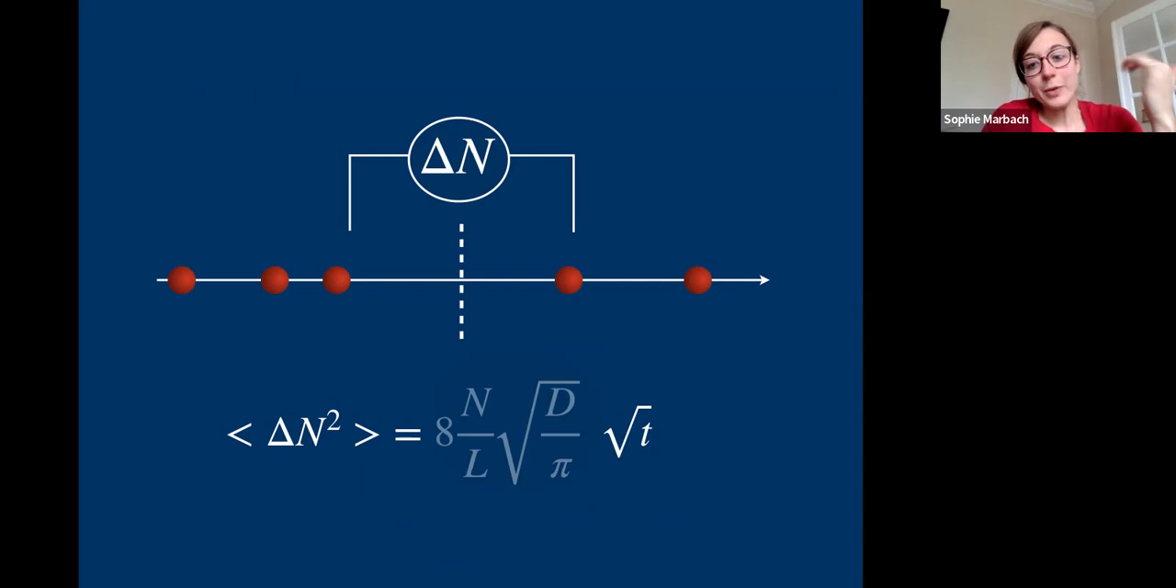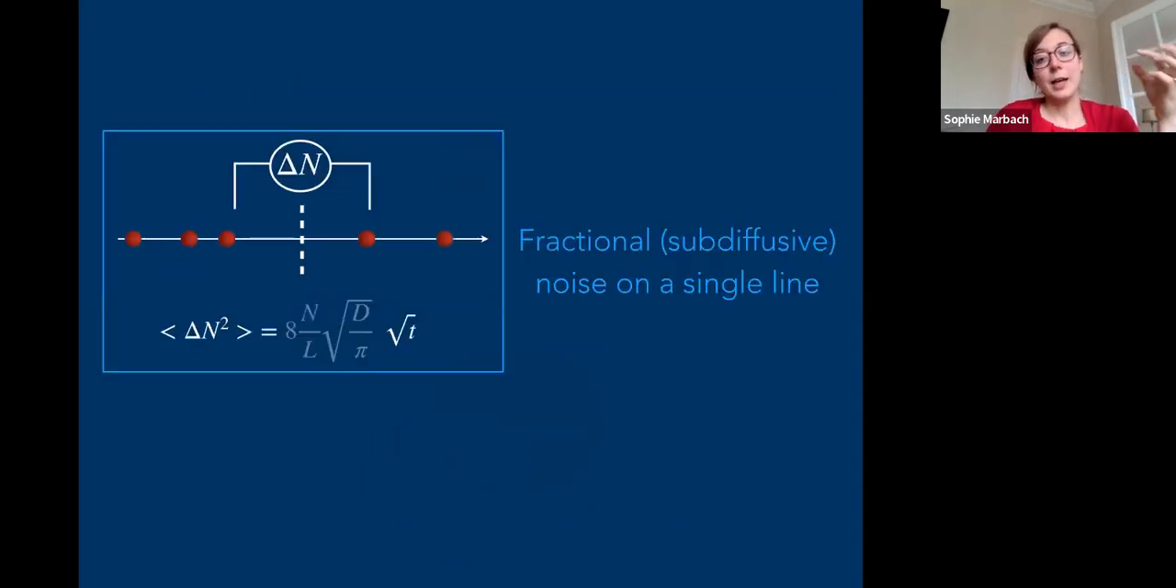So what does that mean? Well, I started from a simple Brownian walker on a line, and I found that looking at this quantity delta n builds up a quantity that has a fractional noise in time. Okay, and so I find that beautiful per se as a mathematical property.